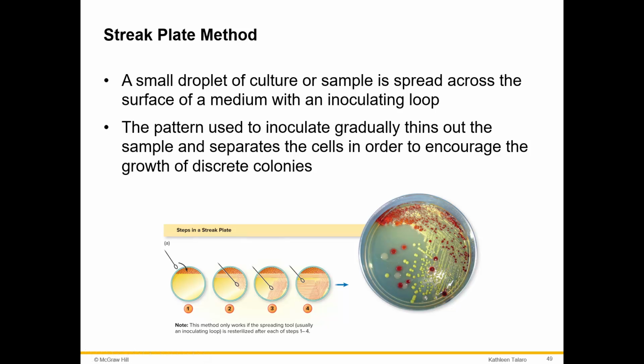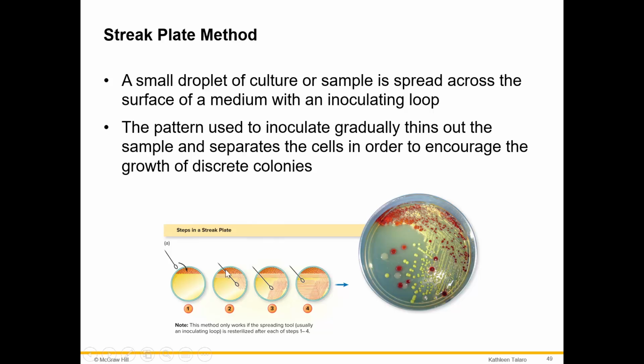Flame sterilizing your loop will kill any bacteria that's on the loop. You allow that loop to cool, and then you're going to take some bacteria from the first region that you spread on the plate and rub it into a second region. The goal here is to rub the bacteria thinner and thinner and thinner until you have isolated colonies.